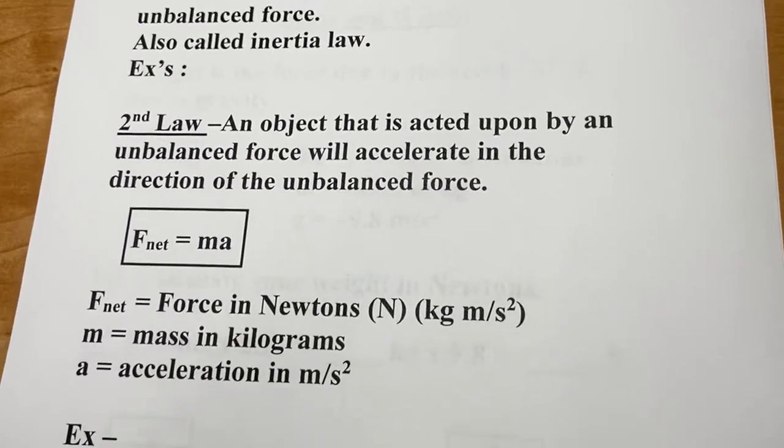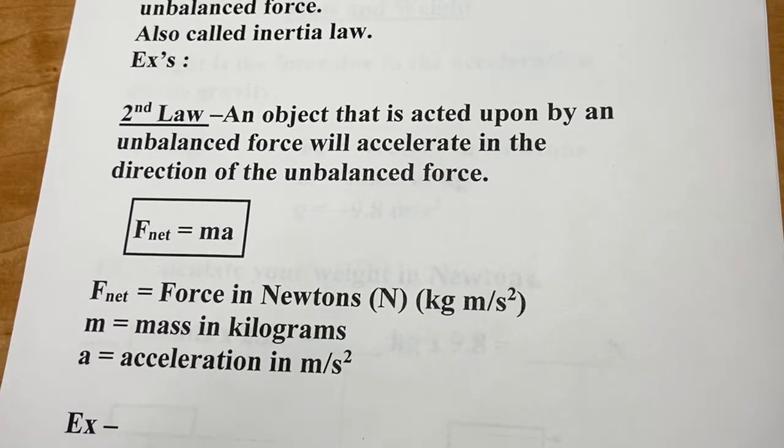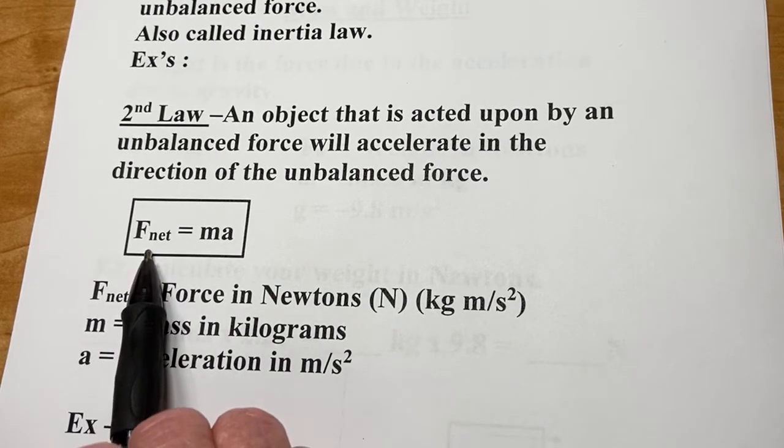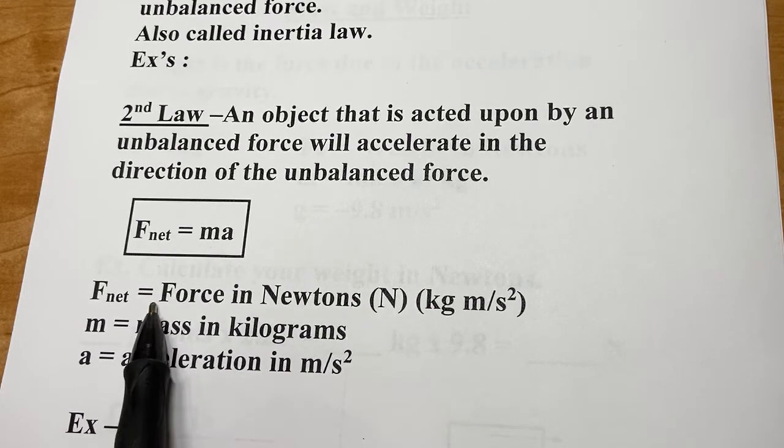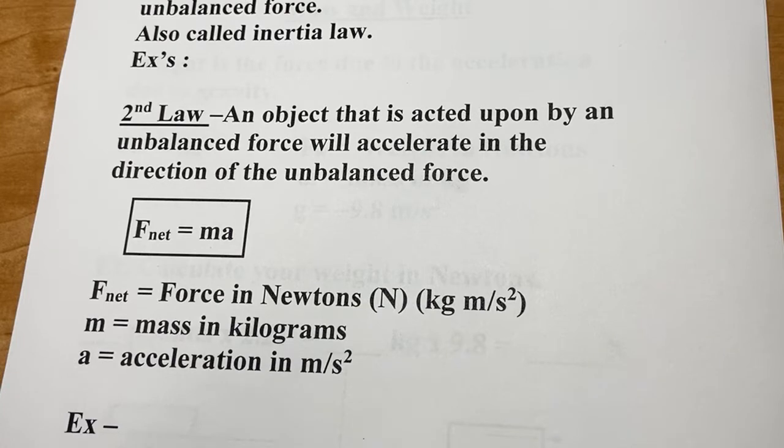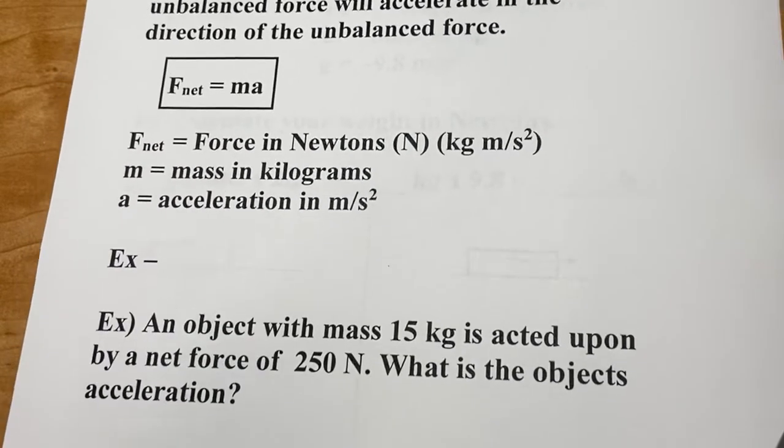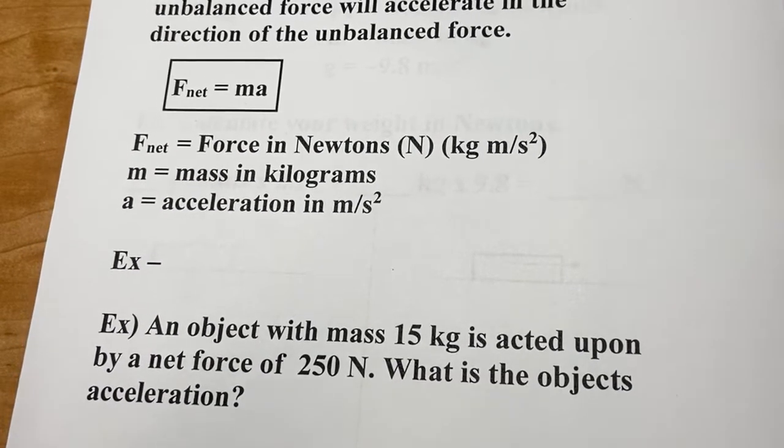All right, second law. An object that is acted on by an unbalanced force will accelerate in the direction of the unbalanced force. And you will see we have a formula, F net equals ma. Force is in newtons. You can keep in mind that is like pounds in the English system. Mass is in kilograms, and acceleration is generally meters per second squared, although we're going to see there's a slightly different unit soon. Okay, so our example, we're going to fill in during class.